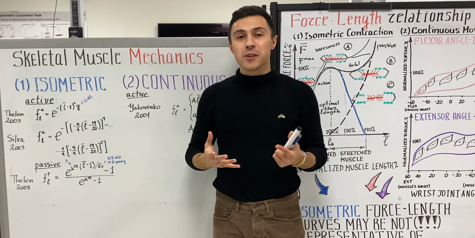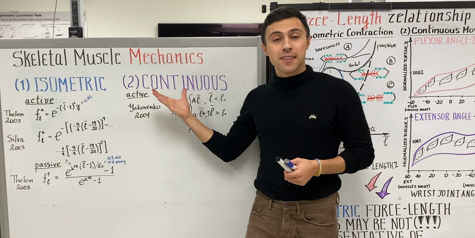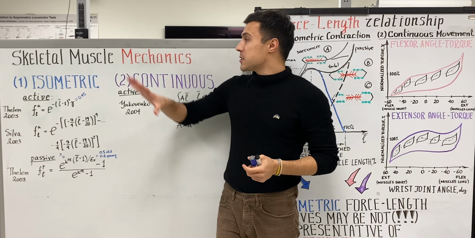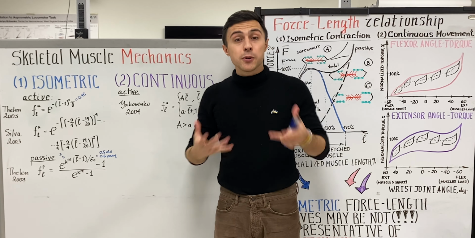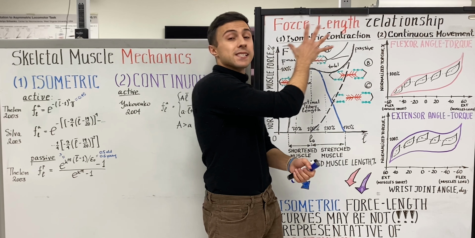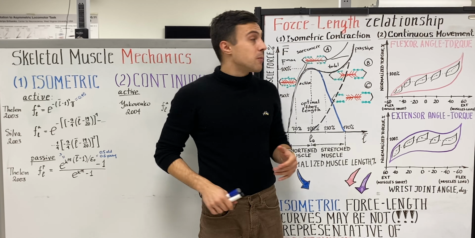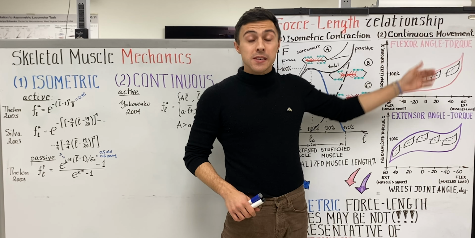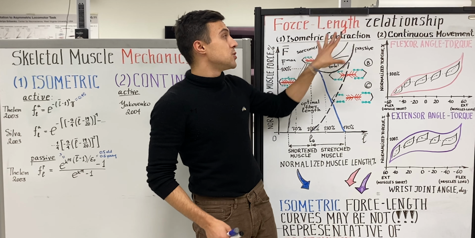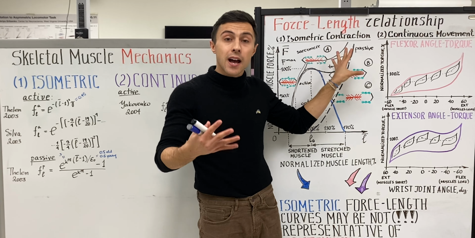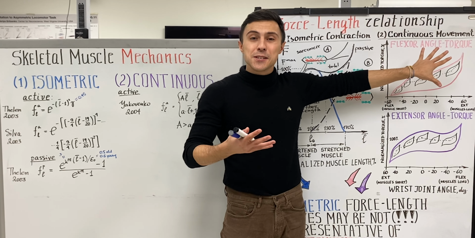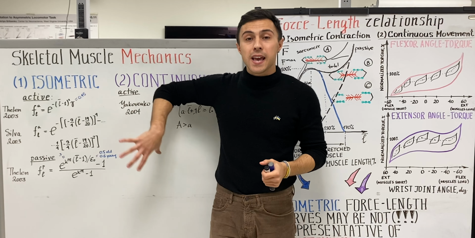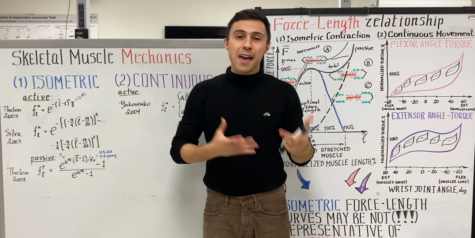Now that you know formulas describing both isometric and continuous movements, let's move to the conclusions of the video. In this video, we started talking about skeletal muscle mechanics and the first mechanical property of the muscle, called the force-length relationship. We emphasized some of the differences of this relationship for isometric contraction and continuous movement. We concluded that this relationship for isometric contraction is really not representative of what is happening in continuous movements. Finally, we talked about formulas describing both cases that can be used in clinical and research settings.